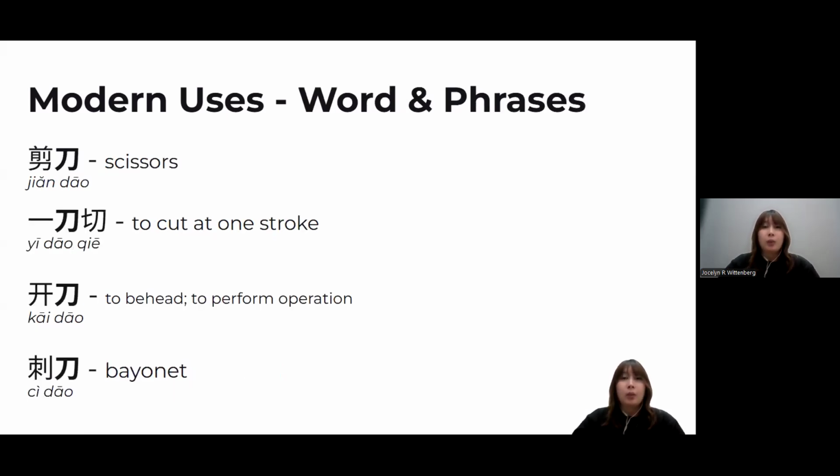A little bit of modern usages and words and phrases. First one we have is 剪刀, which means scissors. Second one we have is a phrase that you could use, which is 一刀切, which means to cut in one stroke or to pretty much cut efficiently, and could also be used in a metaphorical sense too. The third one, which could also be used more in story contexts, is 开刀, which means to behead, or to perform an operation surgically. And the last one we have is 刺刀, which means a bayonet, which is some sort of weapon.